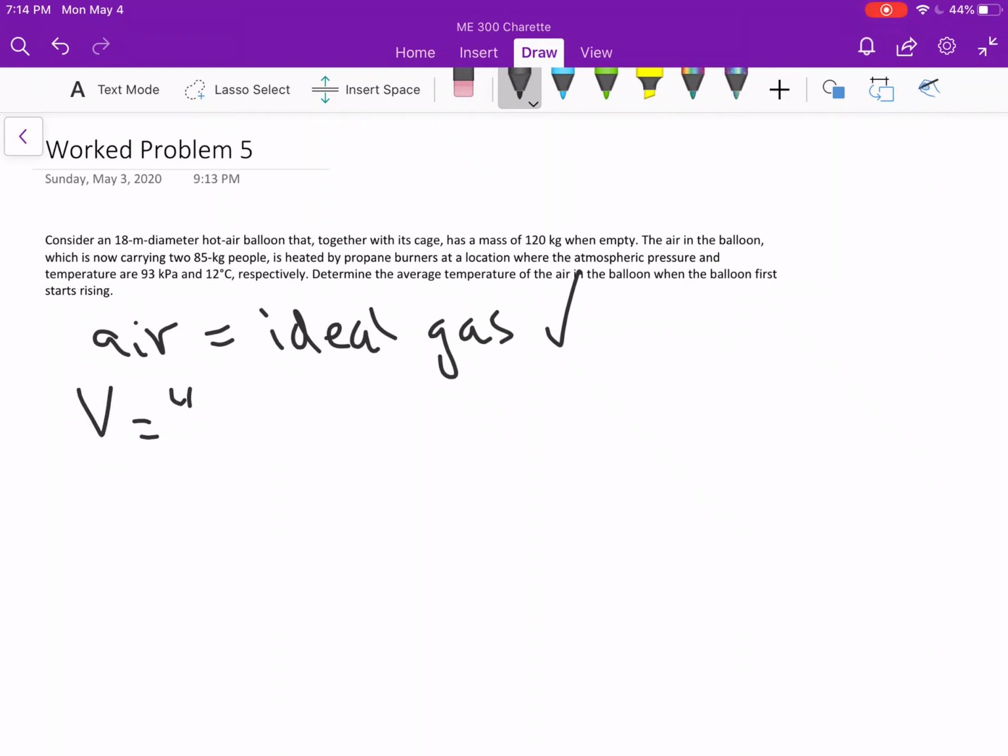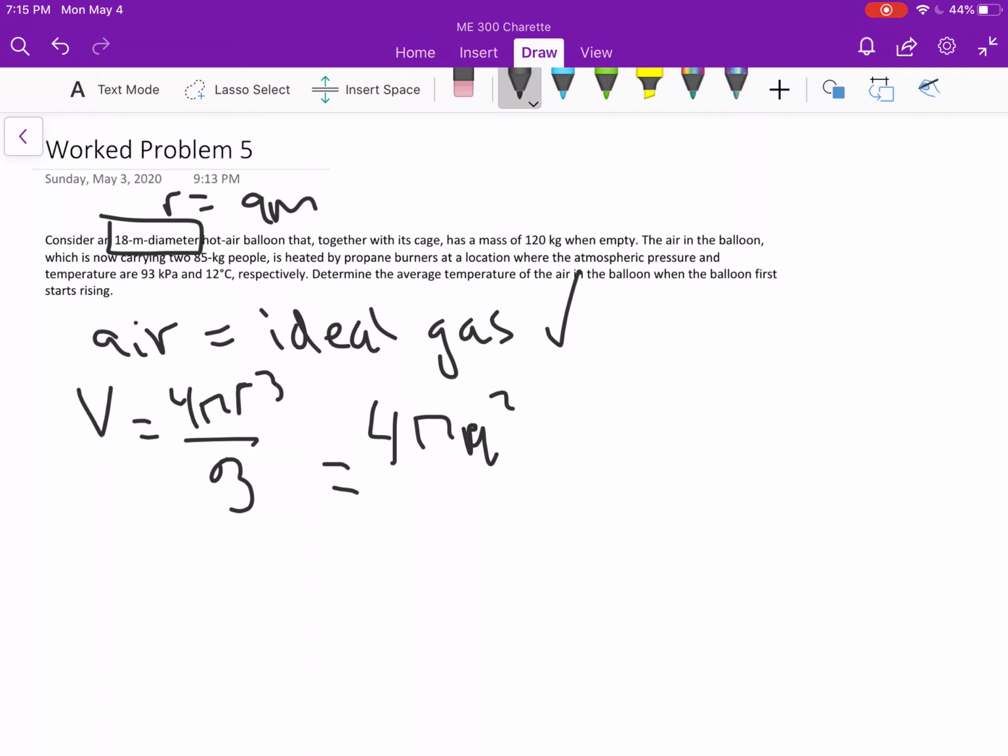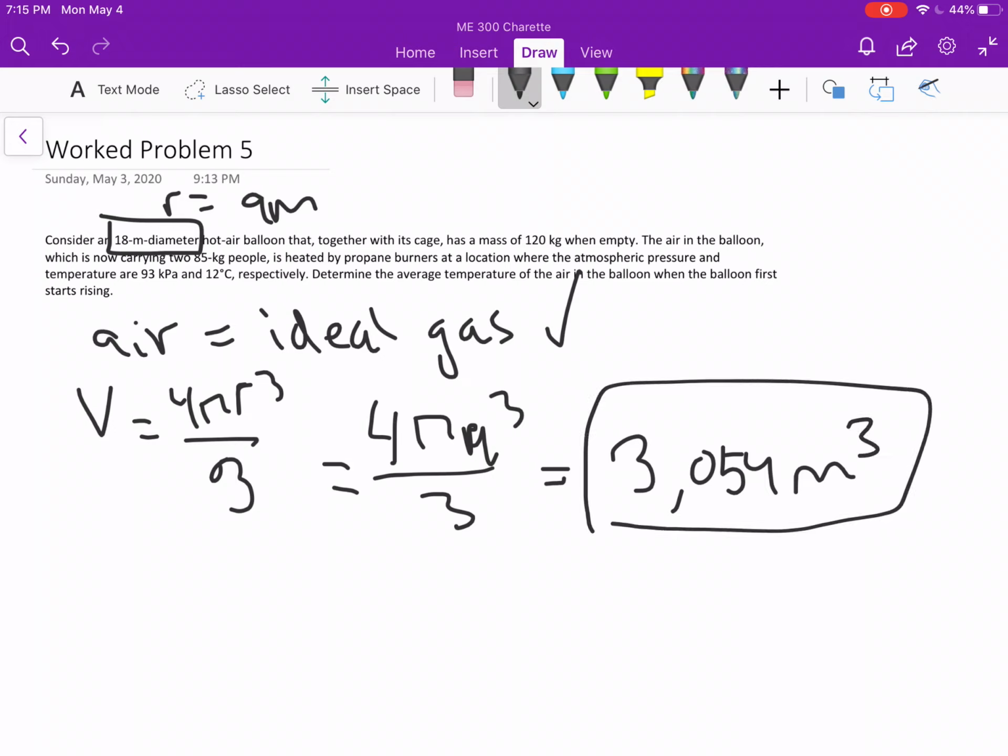We know that the volume is going to equal 4 pi r cubed over 3. And we know that it gave us an 18-meter diameter, so the radius is going to be 9 meters. So it's 4 pi of 9 cubed over 3. That comes out to be 3,054 cubic meters of air. It's a hot air balloon, so that makes sense. It's going to be pretty big.